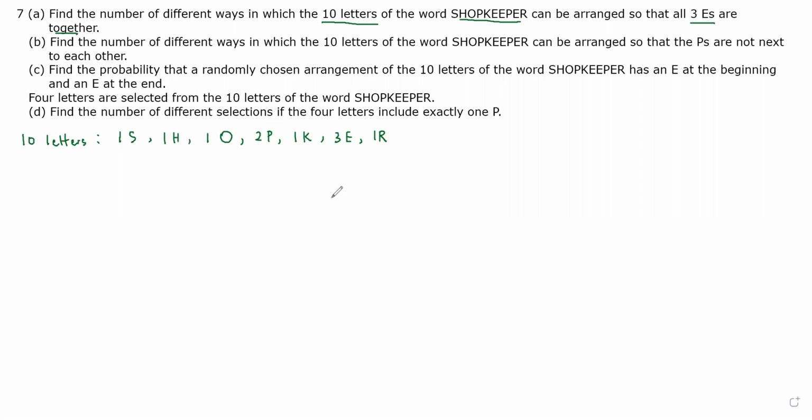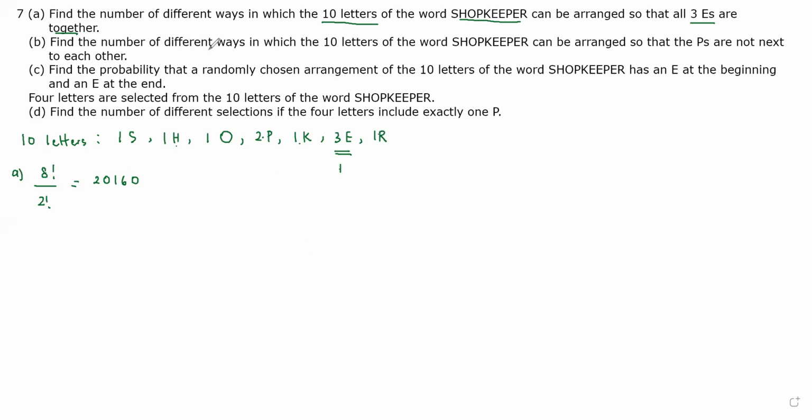To find the number of arrangements so that all the E's are together, we must hold all these three E's as one object. So if we are holding this as one object, in total we have 1, 2, 3, 4, 5, 6, 7, 8 objects in total. So to find the number of arrangements of these 8 objects, we have 8 factorial. That 3E is considered one object. But the P's are repeated. There are 2 of them. You have to divide by 2 factorial. And that is 20,160.